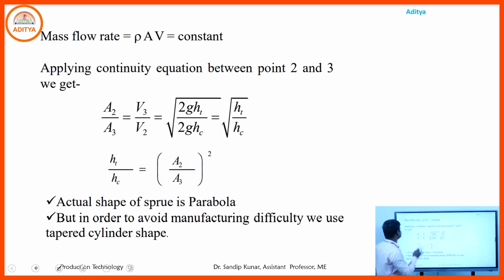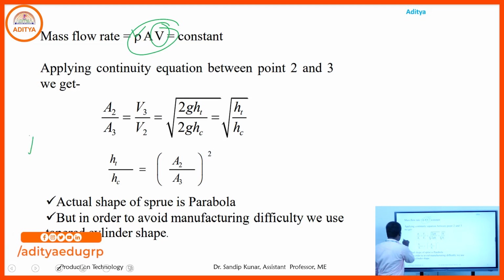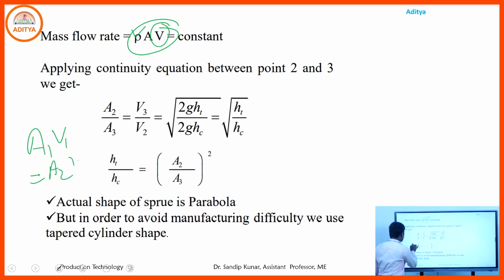Using those two sections, we know the simple formula of mass flow rate: rho A V equals constant. Rho means the density of the liquid metal, A means the area, the passage area through which the molten metal flows, and V means the velocity. Using that formula we can measure the mass flow rate. Applying the continuity equation, which we already know: A1 V1 equals A2 V2.